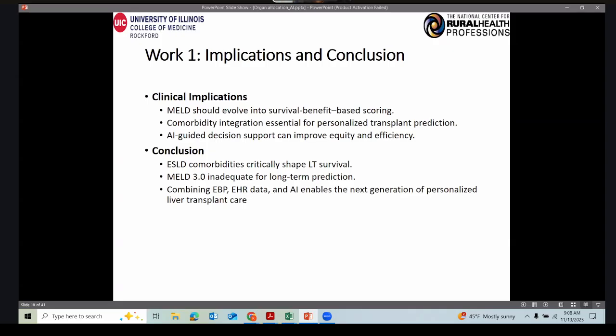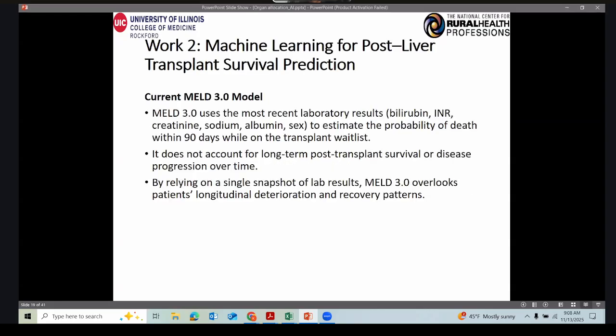Finally, by combining evidence-based practice guidelines and real-world EHR data, we can build the next generation of personalized liver transplantation care. This approach allows us to move beyond one-size-fits-all scoring systems towards modeling that adapts to each patient's clinical complexity and dynamic risk profiles. Now let's move into work 2.